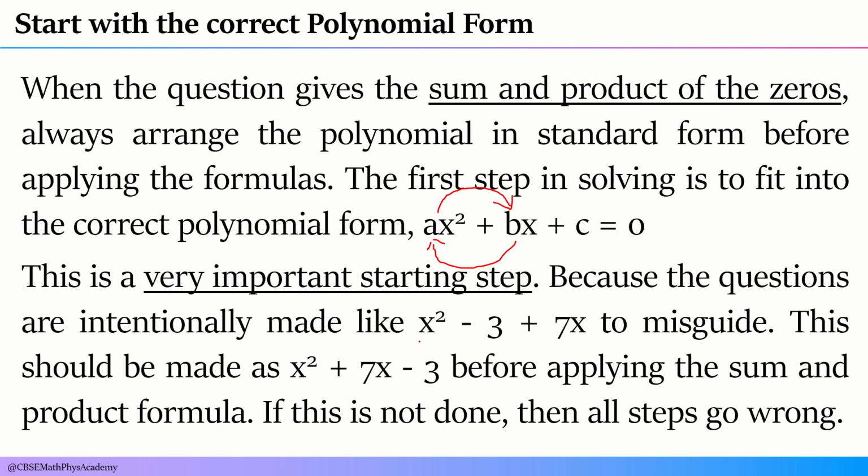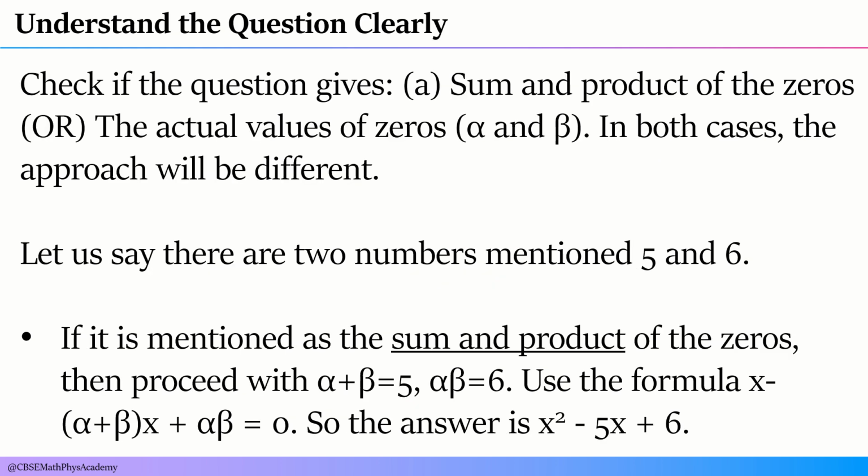Because in this case, you'll see x square minus 3 plus 7x. This portion is interchanged. So if you hurriedly apply the formula, you might end up finding the wrong values of minus b by a and c by a. So you have to change this problem to the standard format before applying. Otherwise, the entire problem and the solution goes wrong.